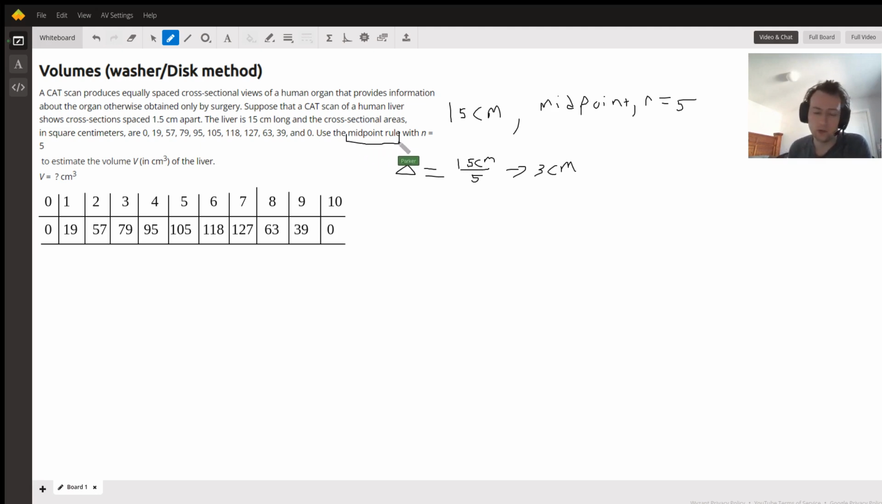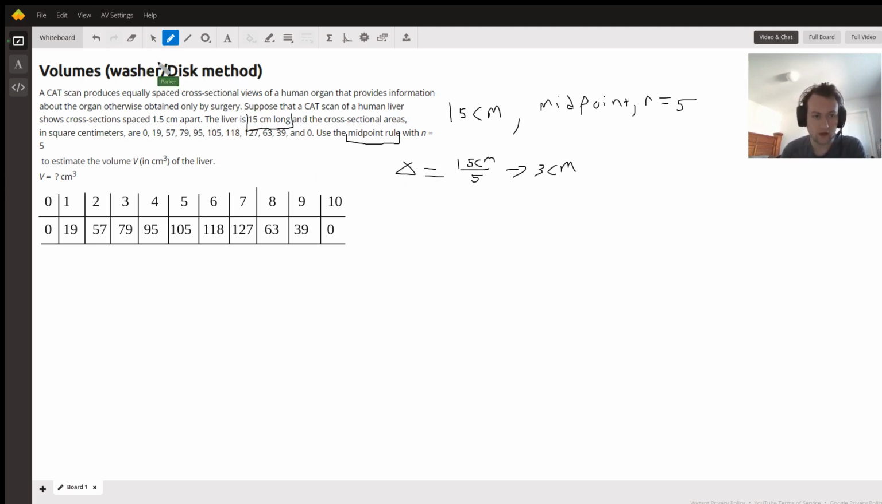Normally, with midpoints, we're approximating area, but what we're doing is instead of summing up linear times base to approximate area, we're using area times base to approximate volume. Our areas are these values, and our base is the total length, which is 15 centimeters, divided by the total steps we use, which is here. Our delta is equal to 3 centimeters.